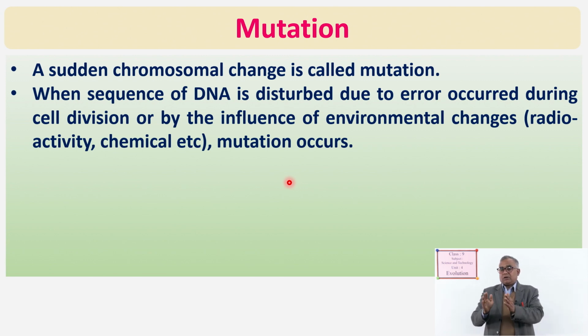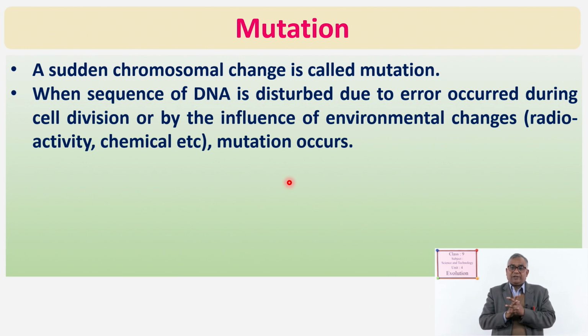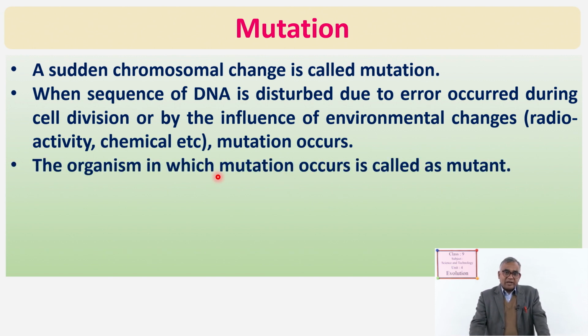It is not caused by environment directly. That means the environmental factors also have to affect what? Gene. And then only mutation takes place. So mutation also causes variation. Mutation also leads to variation, but only by what? Genetic change. The organism in which mutation occurs is called a mutant.